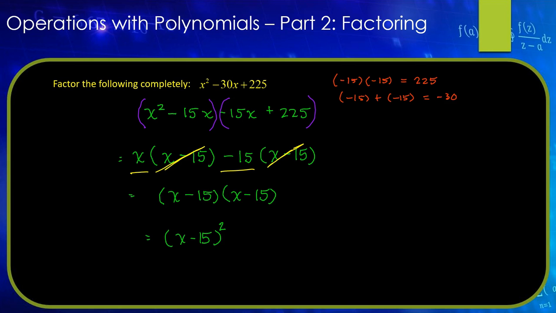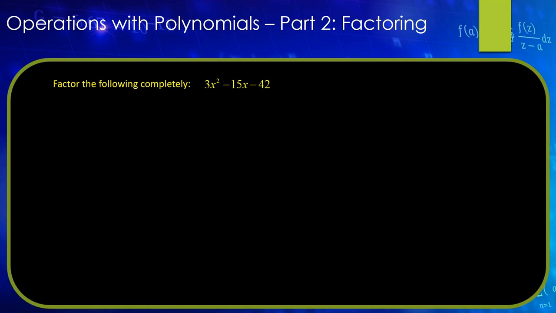So now let's get into situations where I would actually have a number in the first position, the leading coefficient, that's not 1. So what happens in this instance, where I have 3x squared minus 15x minus 42? Give it a try and we'll get back to it.